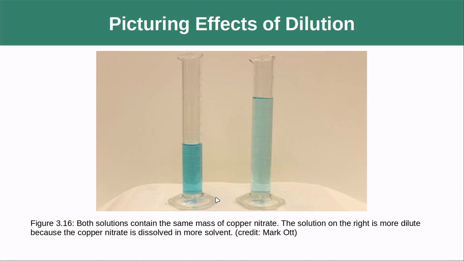In this image, we can see kind of the effects of dilution. So both of these different solutions contain the exact same amount of copper nitrate, the blue stuff, but one of them is more concentrated and therefore has a darker color than the other one that is more dilute. And the more dilute one was made by adding more water, in this case, more solvent to dilute it down.